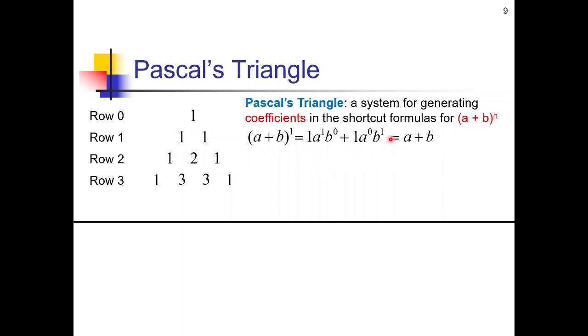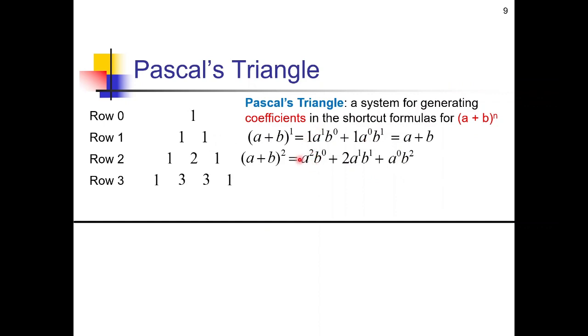And also to kind of prove that it works by showing you it gets us results that we could get with other methods. So let's move on to row 2. This is a plus b to the second power. So our first coefficient is 1. This is going to be 1, a to the second power, b to the 0. Our next one is going to be a 2, and we're going to have an a to the first, b to the 1. And then we're going to have a 1, a to the 0, b to the second.